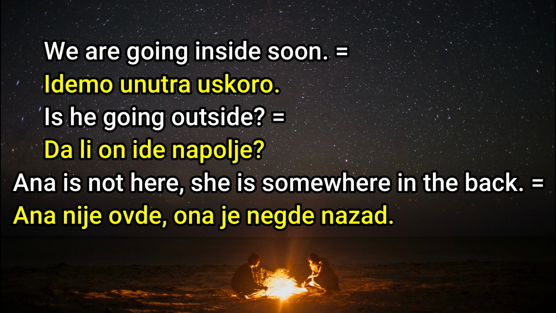Is he going outside? Da li on ide napolje? Anna is not here. She is somewhere in the back. Anna nije ovde. Ona je negde nazad.